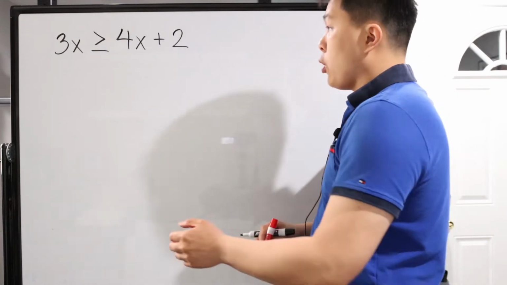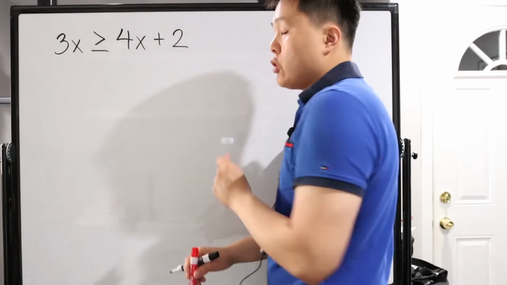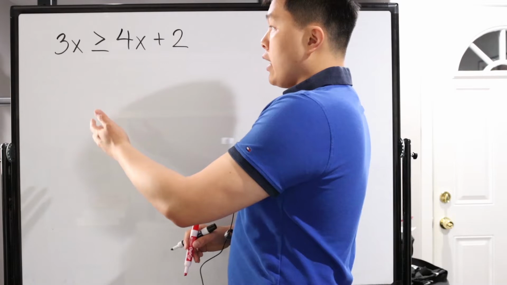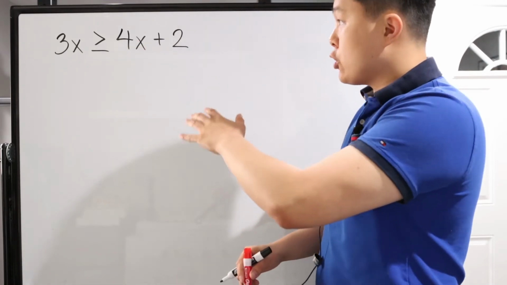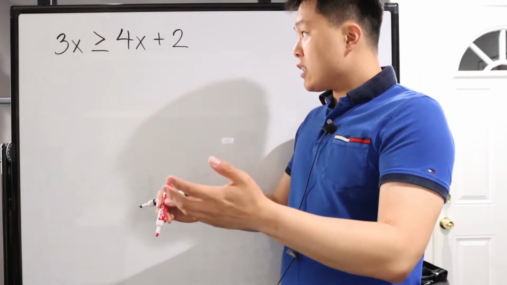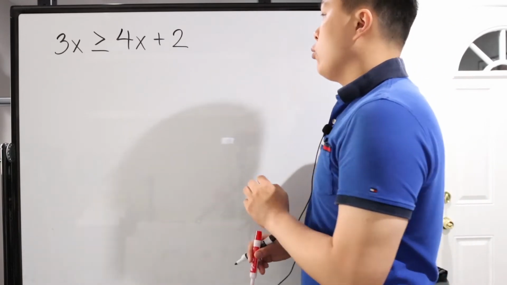Well, let's look at a second problem. Here we have 3x is greater than or equal to 4x plus 2. Now, in this case, before we do anything, we need to solve it. You can't just graph it like that. We have to solve it so that it becomes x on one side of the inequality sign and everything else on the other. And then we can work with it.